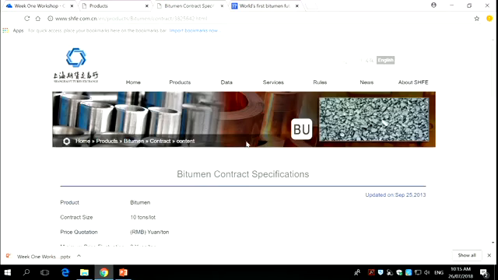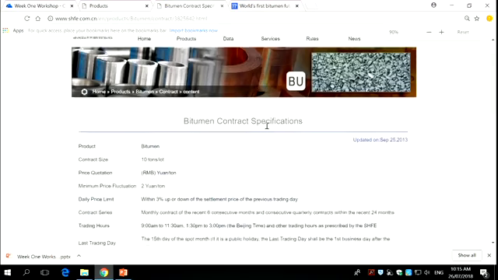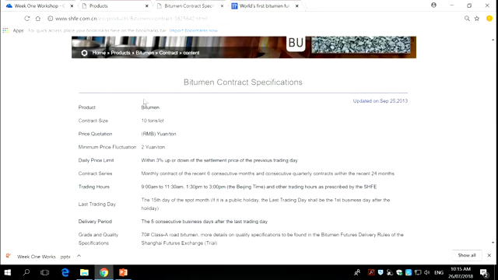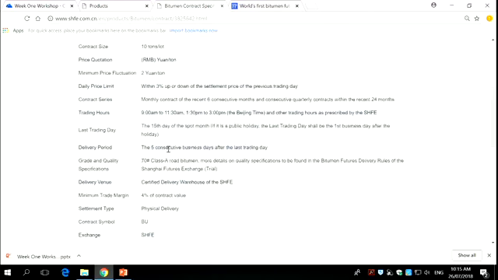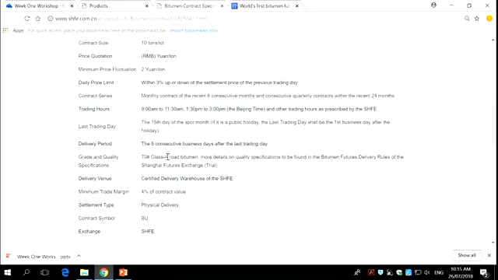we see this contract spec. It's pretty specific. It says bitumen, and it has a standardized contract size. Every contract covers 10 tons of bitumen. That is the underlying asset we're trading per contract, all right? And there's a lot of information about the quality of the bitumen. Also, if you want, we can actually take physical delivery. It also tells us which warehouse to go to, probably somewhere in Shanghai.